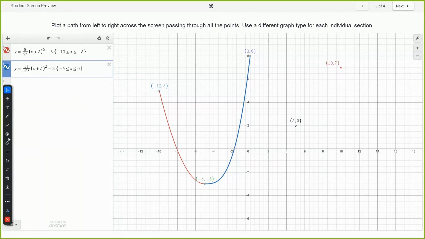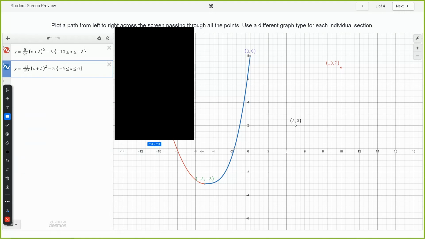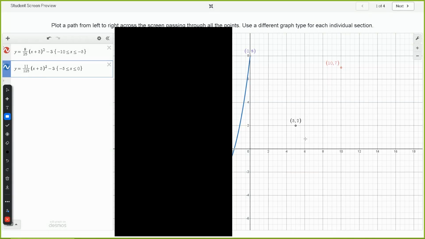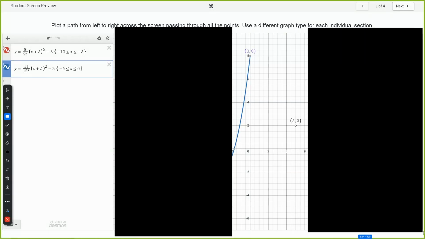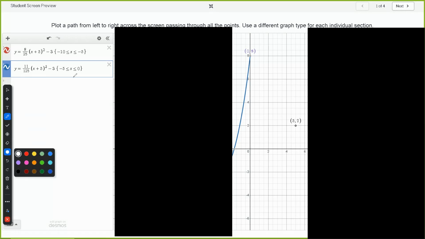Alright, we now want to connect the point (0, 8) to (5, 2). We've got to use a different graph other than the ones we've used. We've already used the parabola and we've used the cubic function. So what I'm going to do is utilize the hyperbola.